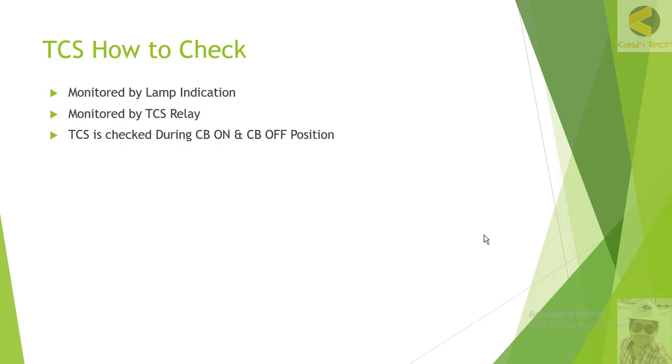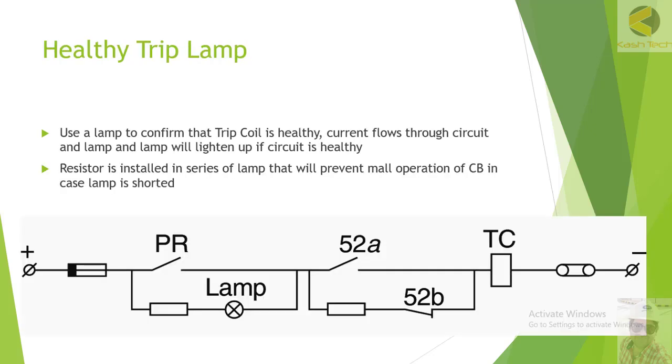So TCS is checked also during two states of circuit breaker, when circuit breaker is open and when circuit breaker is closed. So we will check each method one by one. So here you can see the circuit diagram is shown. In this one, the trip circuit and tripping coil is monitored by a lamp.